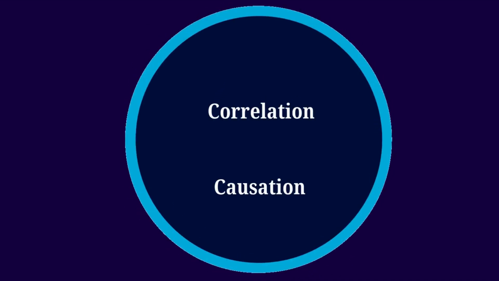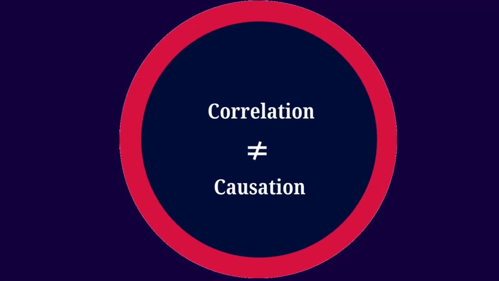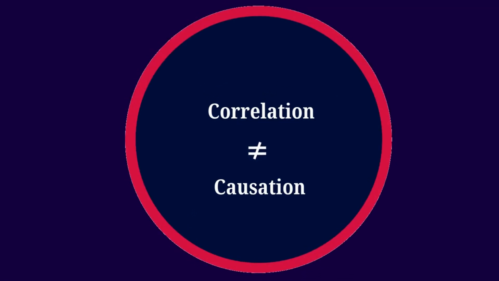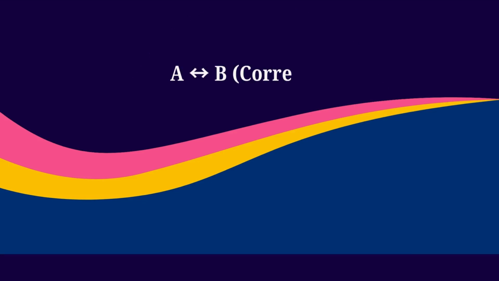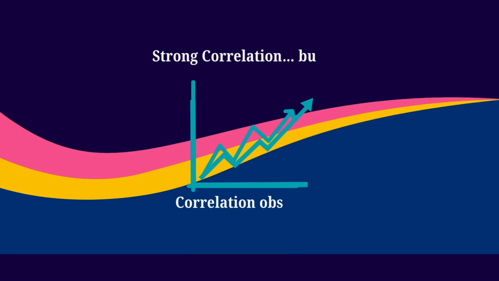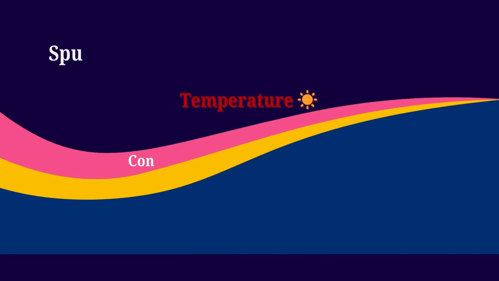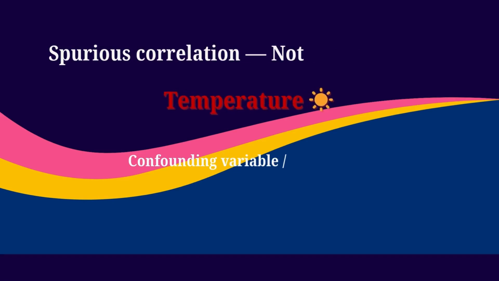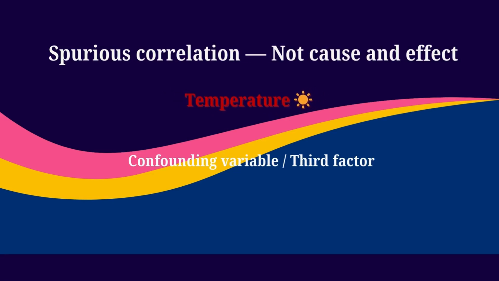Now that we know how to measure and interpret correlation, let's talk about one of the biggest misunderstandings in statistics, the difference between correlation and causation. Just because two things are correlated doesn't mean one causes the other. Correlation only tells us they move together. It doesn't tell us why. For example, ice cream sales and drowning incidents both increase in summer. They are correlated, but one doesn't cause the other. The real reason is a third factor, temperature. That is what we call a spurious correlation.